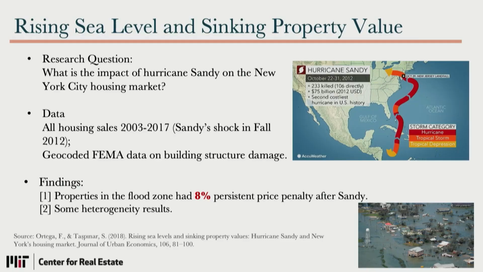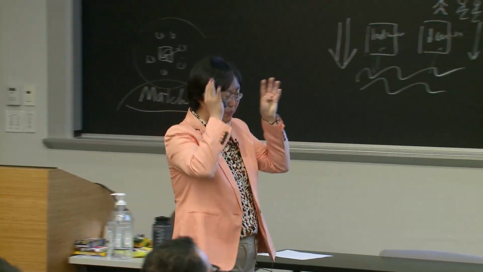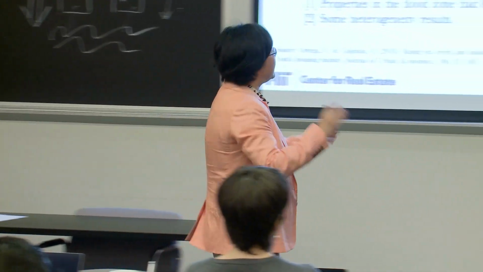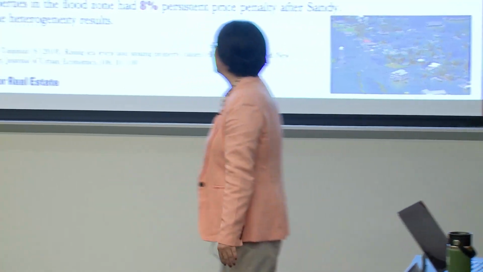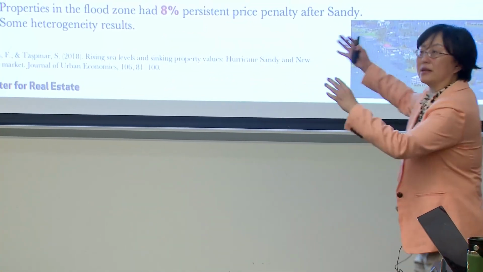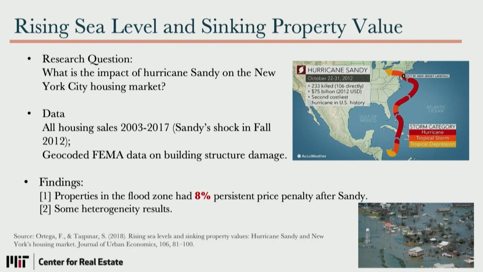So I go back to that paper that you will read. Hurricane Sandy hit New York in 2012. They say this is a perfect setting for DID because not all the communities got hit. Some got hit, some not, so there are treatment and control groups. The research question is: what is the impact of Hurricane Sandy on the New York City housing market?